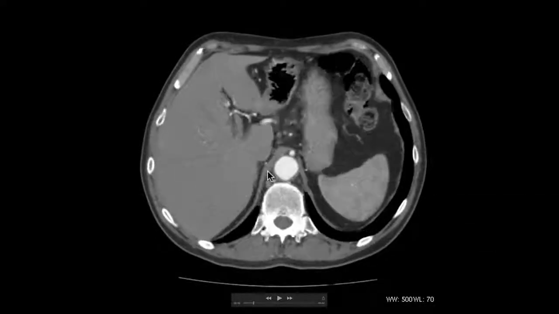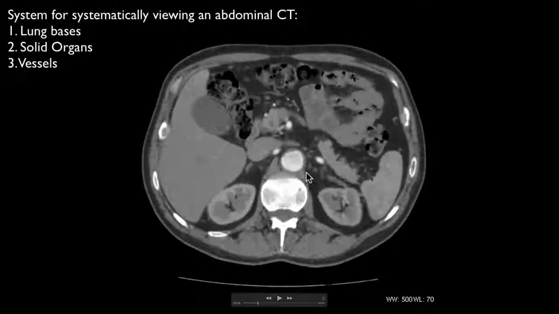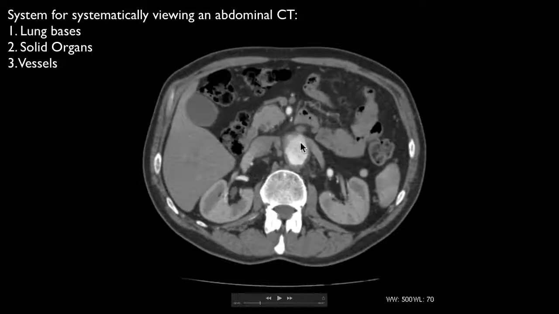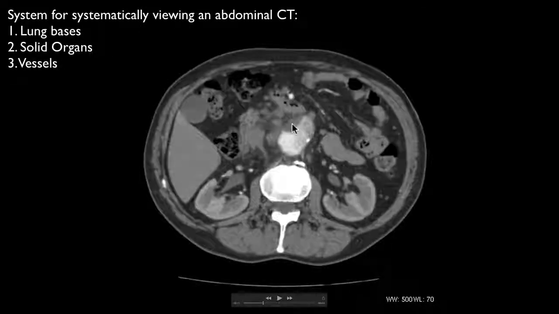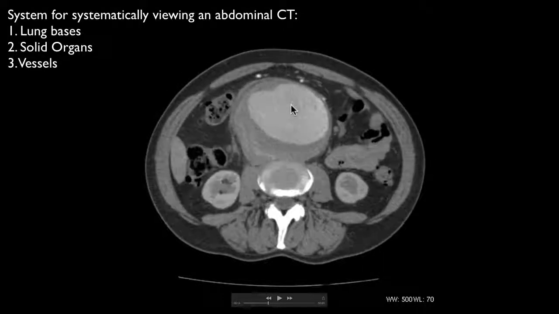Now this patient was sent in with a suspected ruptured AAA, which is why we did the arterial phase imaging. And as you come down through these slices, you can see the aorta is grossly abnormal, really dilated. I think this was about a 10 centimetre aneurysm.